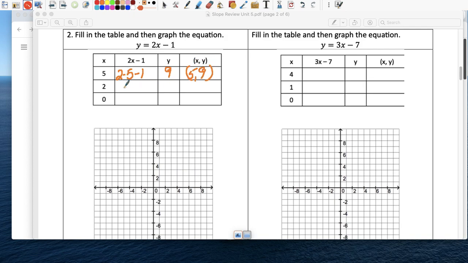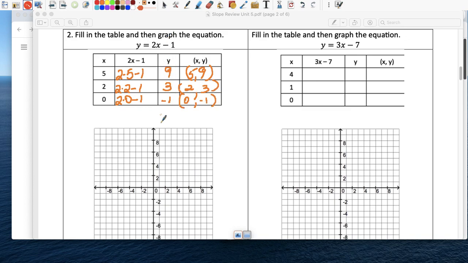If I play only 2 games, it would be 2 times 2 minus 1, which would be 3. So if I play 2 games, I would be paying $3. If I play 0 games, well, let's see. If I play 2 times 0, 0 games, minus 1, it would be -1. So if I play 0 games, I actually get $1 back. I don't know, it doesn't make sense, but just indulge me here.